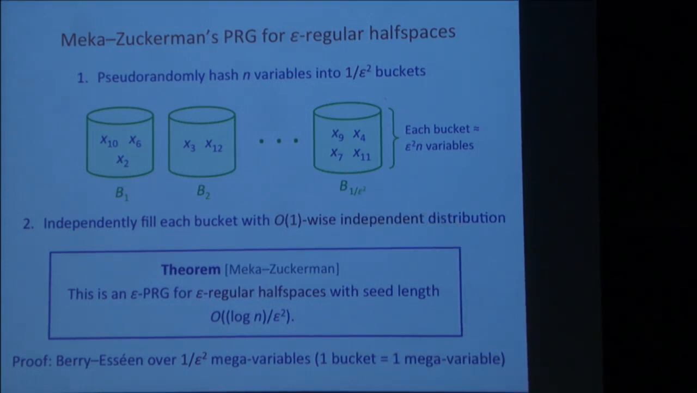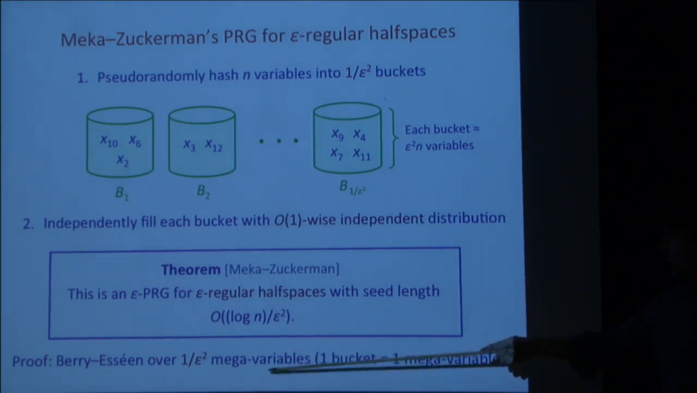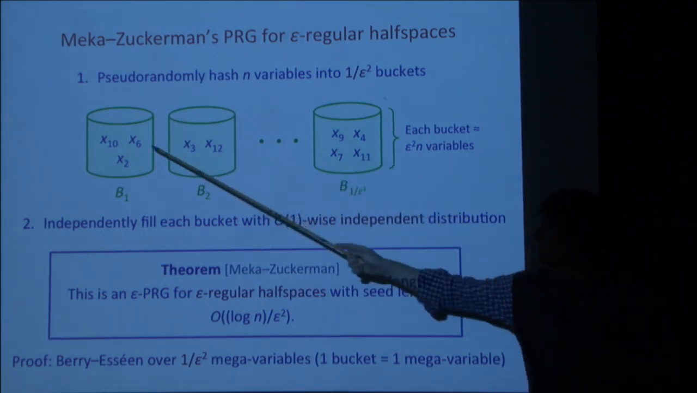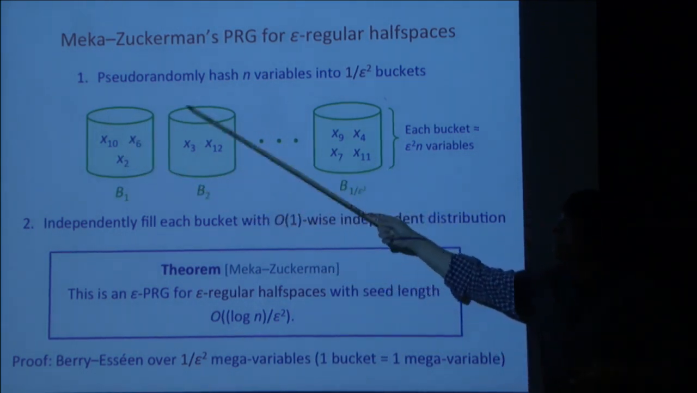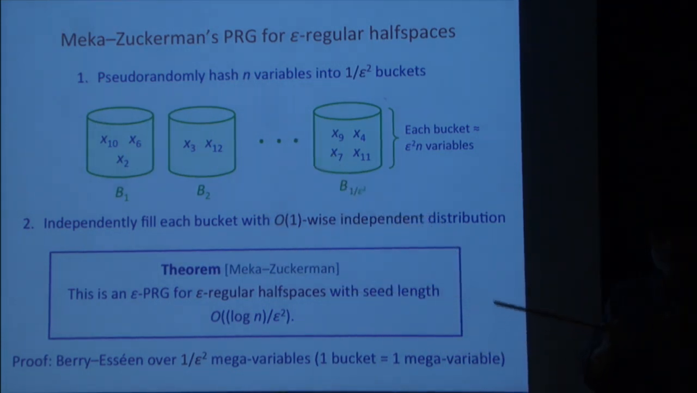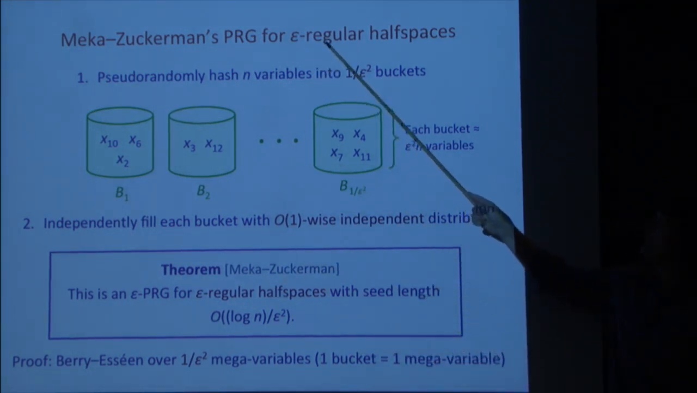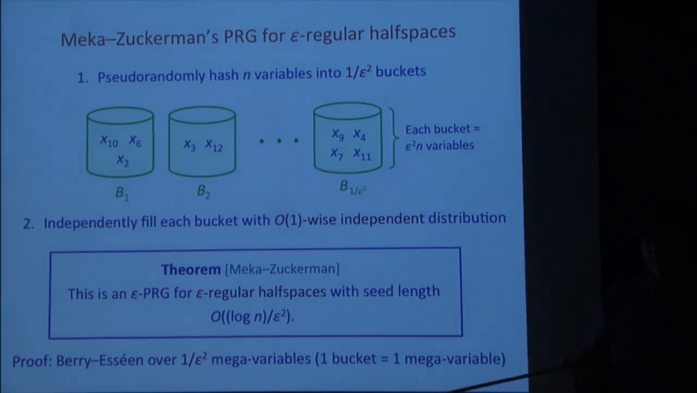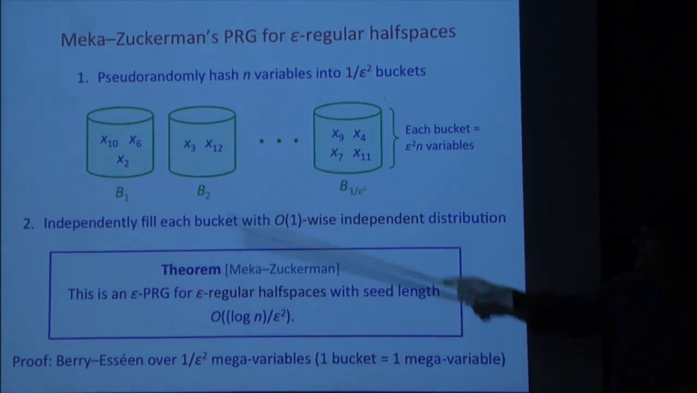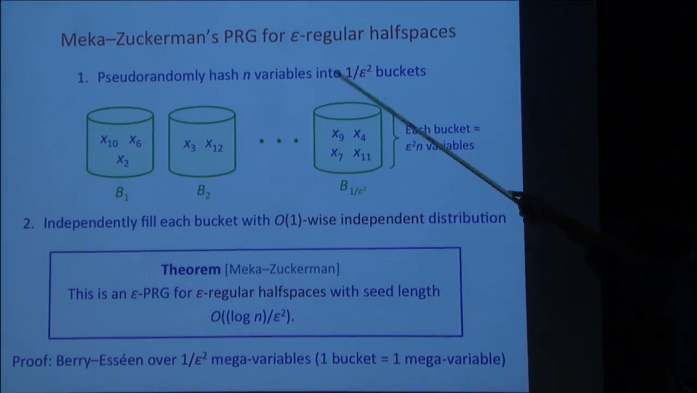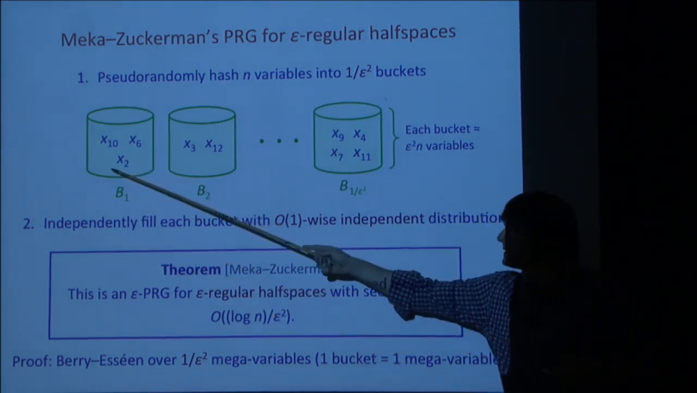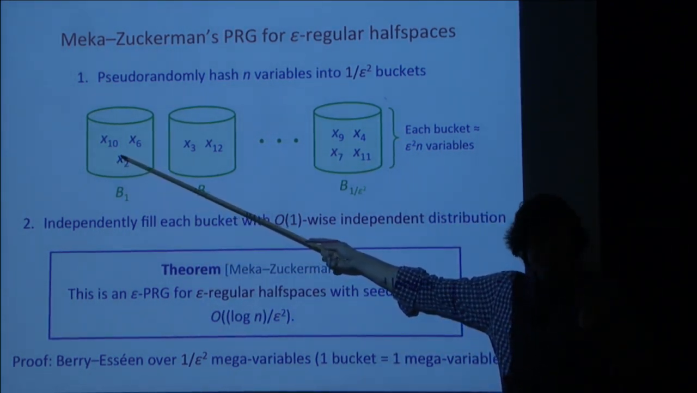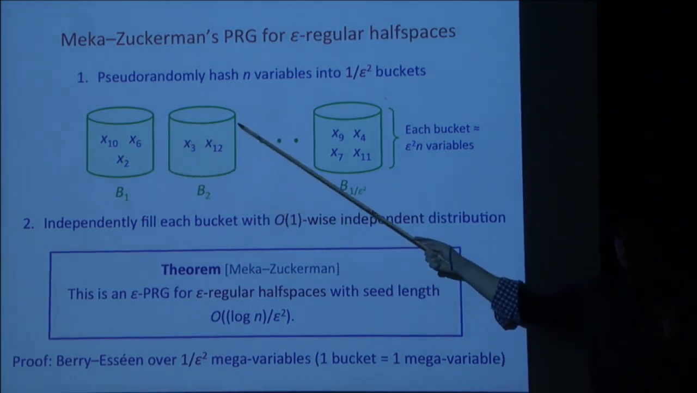The way they argue this is really via the proof of the Berry-Esseen theorem, or rather, I guess they can get away with just applying the Berry-Esseen theorem as a black box. The intuition is that, getting back to Tony's question, the pseudo-random hashing, remember, we're starting with a regular vector of weights. We don't know what the unknown half space's weight vector is. For now, we're just doing a PRG for epsilon regular half spaces. So I don't know what that weight vector is, but I know it's epsilon regular. When you do the hashing into 1 over epsilon squared buckets, a pairwise independent hash turns out to be enough to guarantee that the amount of weight that ends up in this bucket is on the order of epsilon, and so on and so forth.